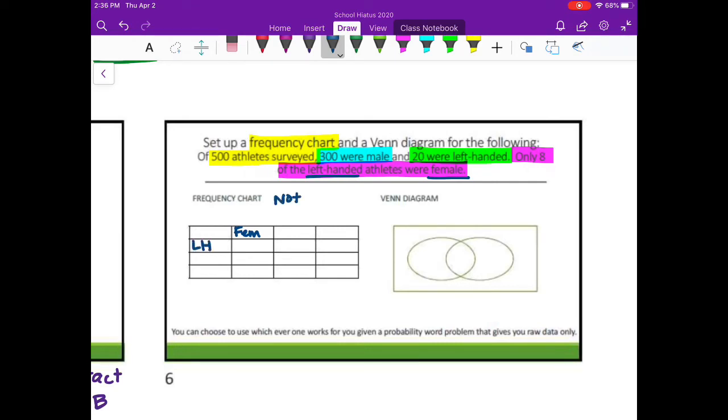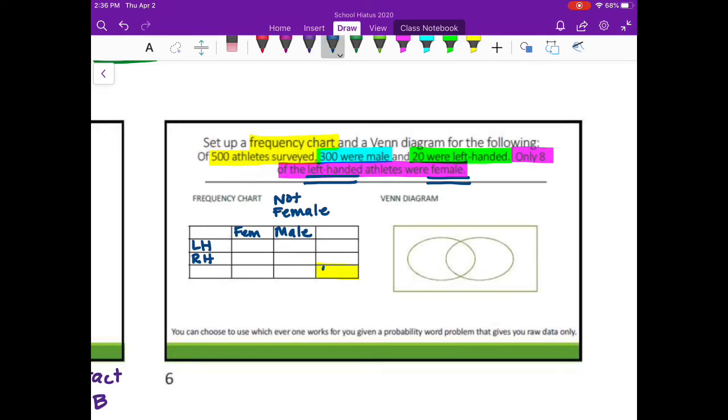My other column will be not female, which is known as male. On my rows, left-handed and then not left-handed is the same as right-handed. So again, you're defining your two data categories based on the overlapping events left-handed and female. One of those is event A, and next to it you'll place not event A. The other is event B, and next to it you'll put not event B. And then we'll start to fill in our numbers.